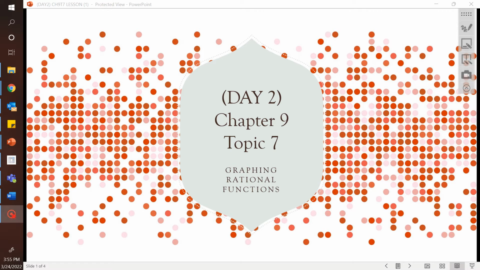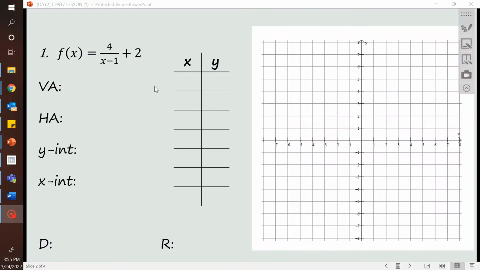Okay, good afternoon. We're going to be looking at the second day of Chapter 9, Topic 7, Graphing Rational Functions. We're only going to take a look at the third problem here, because the first two problems are exactly like the ones we saw in the previous day.